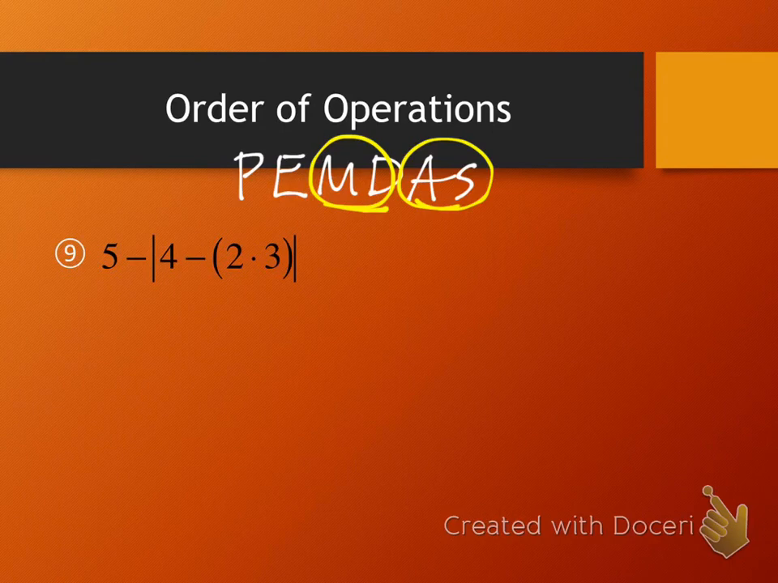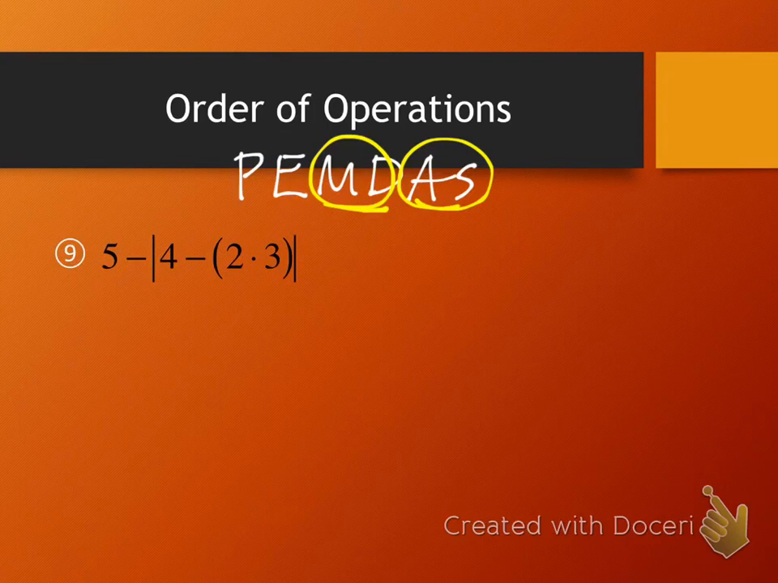Or PEDMS. Obviously, none of it's very pronounceable. This one is, so that's one we use. But there's nothing special about the multiplication and division or the addition and subtraction being in those orders. They're actually grouped together. So once you get to that part of the problem, you just move from left to right. So let's take a look at this example.